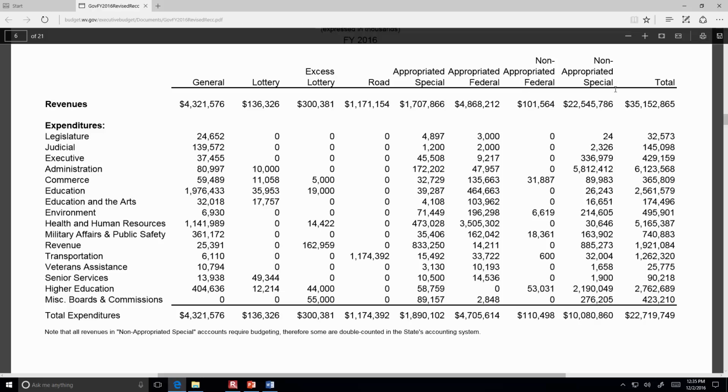A word of caution when you do find that spreadsheet that I've mentioned is that these amounts are in thousands. Thousands. And so you need to multiply any amount you see by 1,000 to get the actual dollar amount.